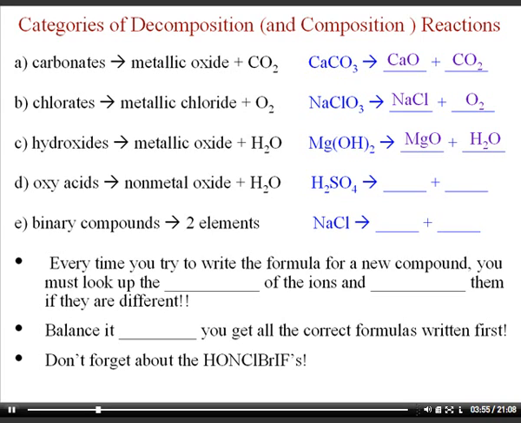In letter D, we have an oxyacid. Now, an acid always has hydrogen, and because it's an oxyacid, it's going to have oxygen. So just like we had with the hydroxide, the H's and O's try to stay together. And just like we had with the carbonates and the hydroxides, there's going to be extra oxygens left over for, in this case, a nonmetal.